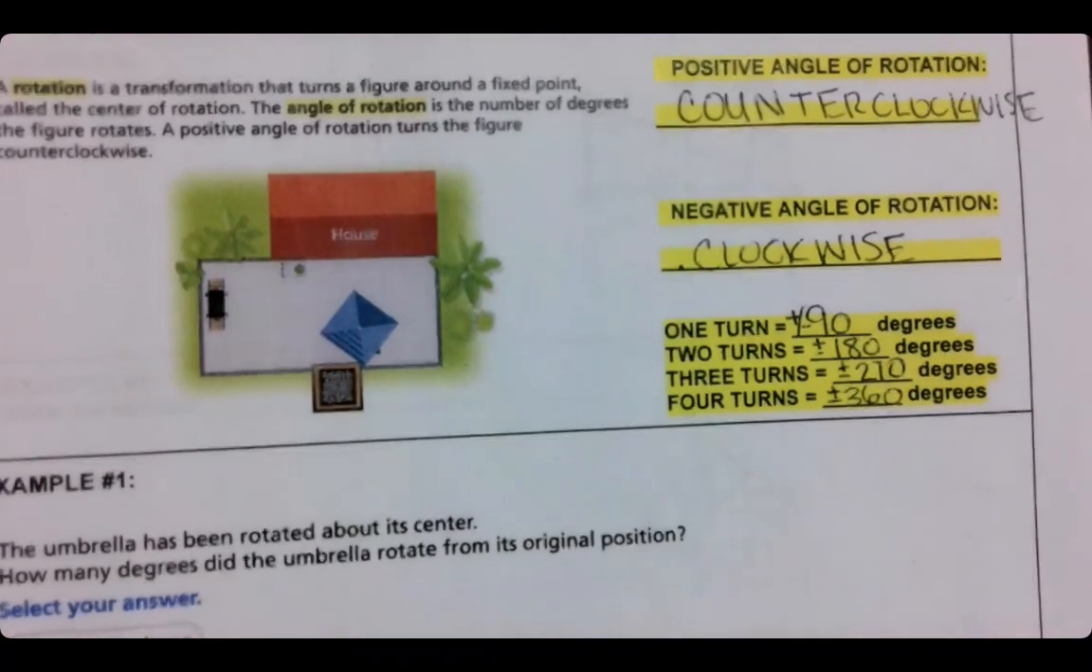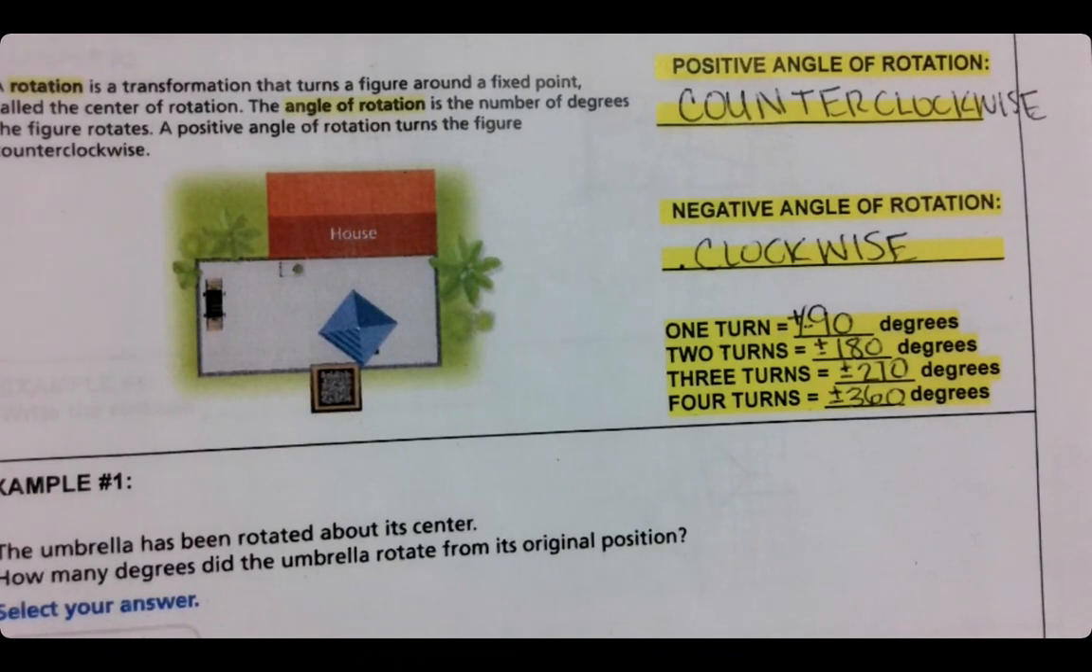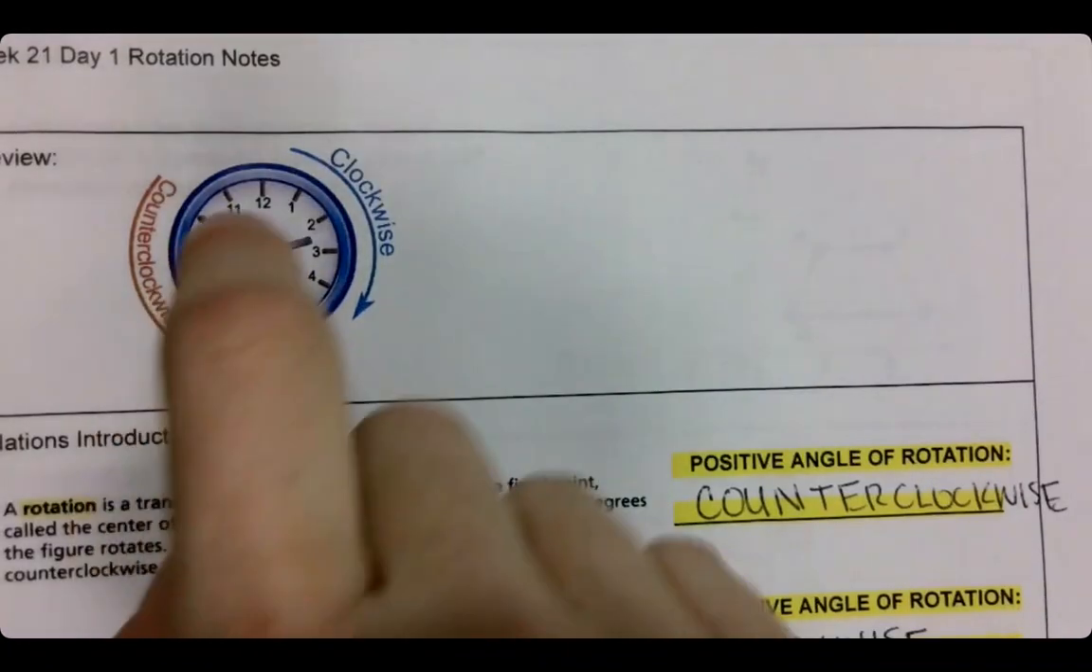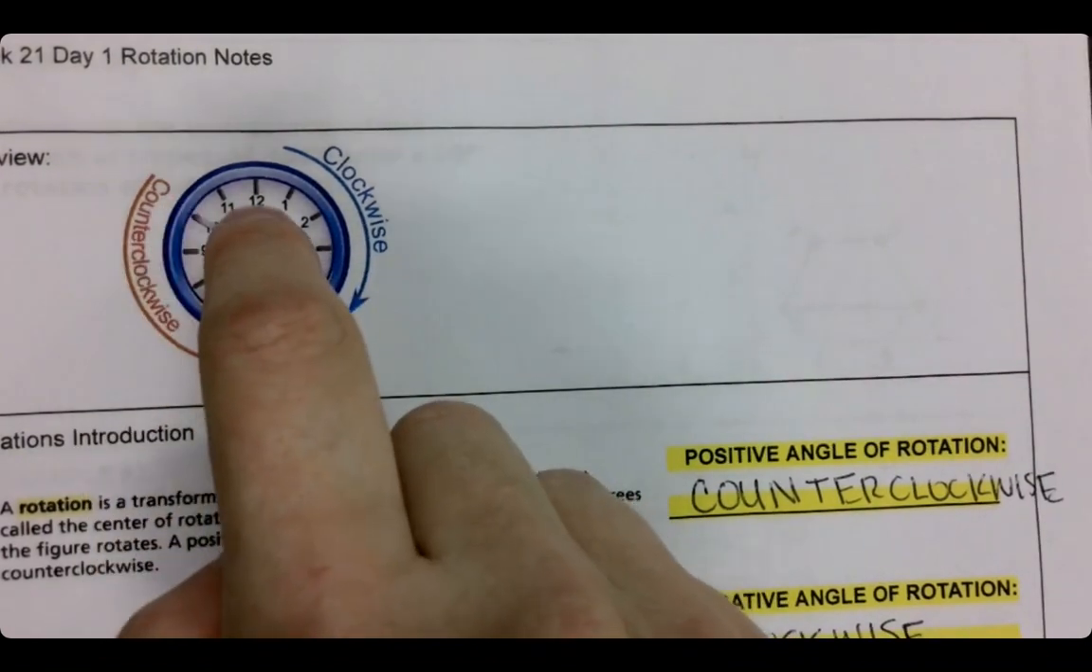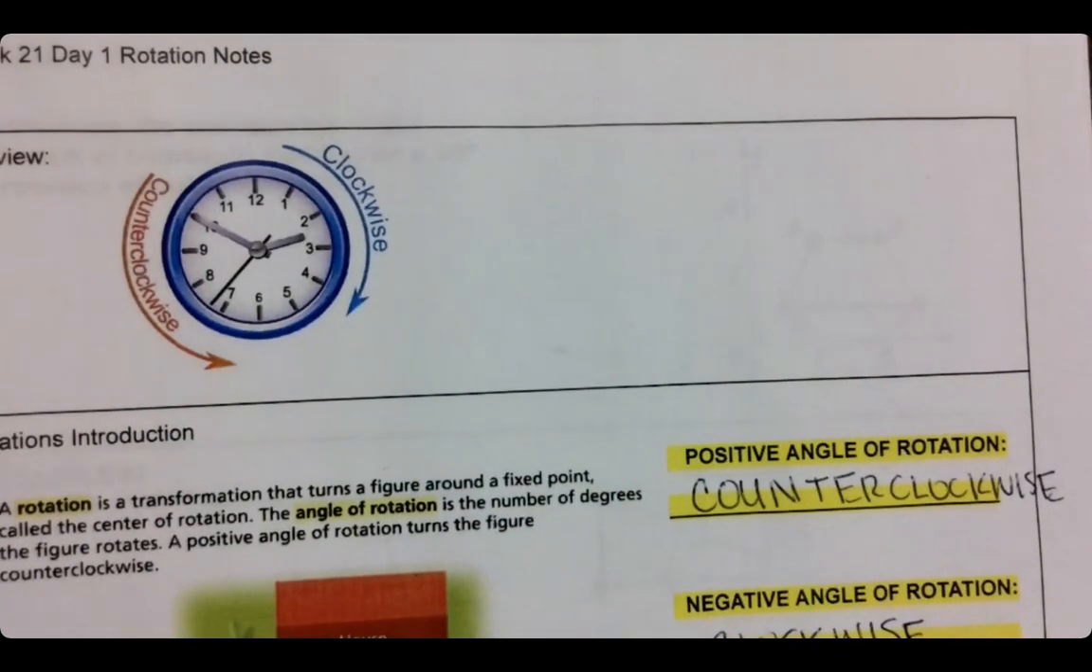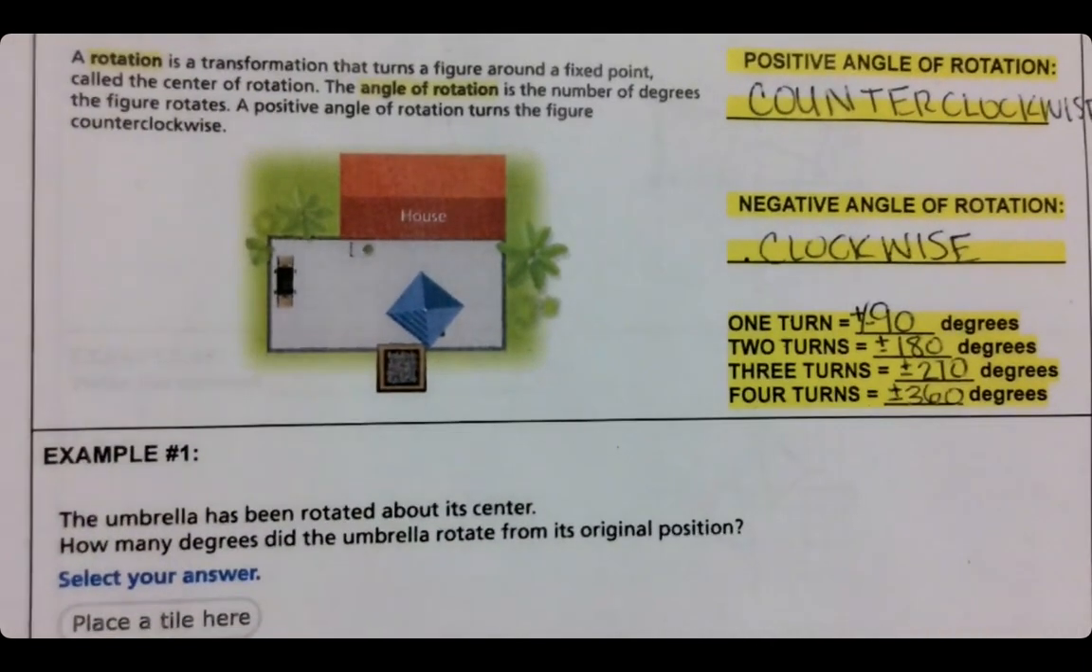Keeping in mind that if you move something 360 degrees, if you think about your clock, you start at 12 and you go 360 degrees, you end up right back where you started. So kind of keep that in mind as well today. Okay? So again, 90, 180, 270, 360, those are kind of the big ones that we are going to use today.